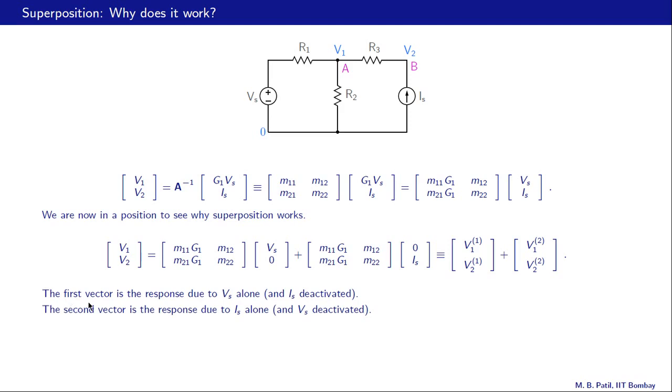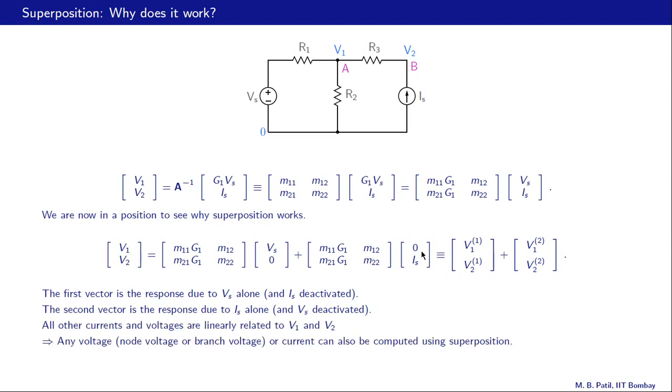In other words, the first vector, this one, is the response of the circuit due to Vs alone and Is deactivated, and that is why we have 0 over here. And the second vector, this one, is the response due to Is alone with Vs deactivated, and that is why we have 0 over here. Alright, now it turns out that all other currents and voltages in the circuit are linearly related to V1 and V2 because it's a linear circuit, and therefore any voltage, that is any node voltage or any branch voltage or any current in the circuit, can also be computed using superposition. And this is indeed a very powerful theorem, and we will find many uses of this theorem.